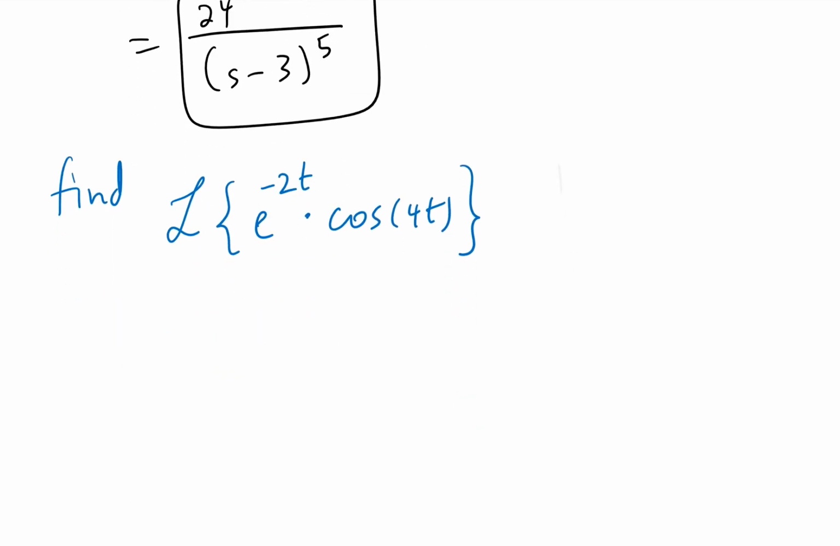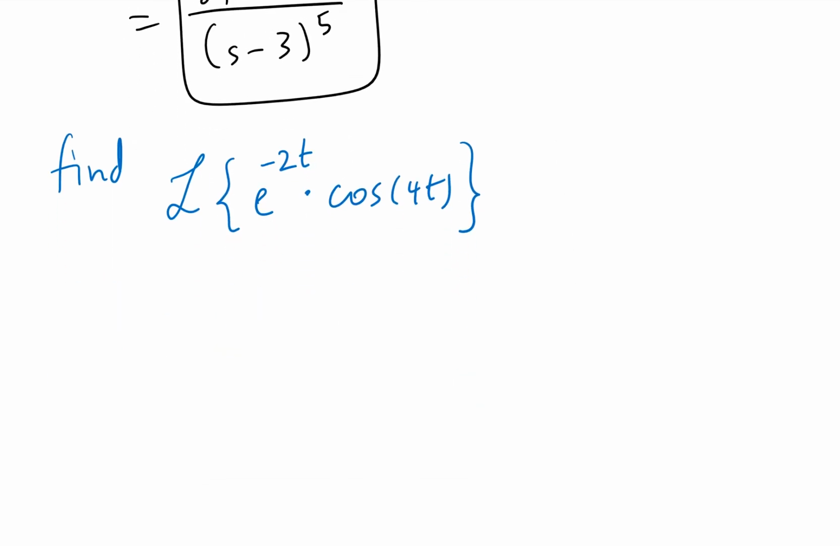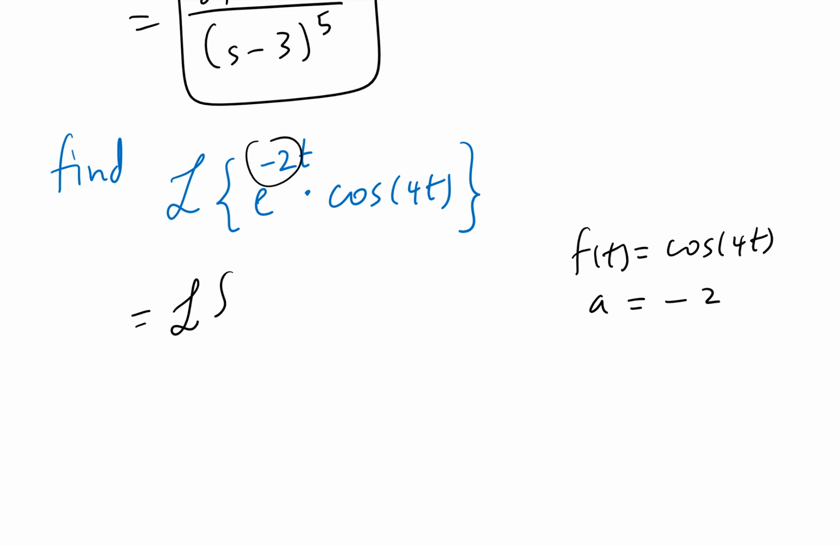We can go over it now. So the first thing I would say, what is the function f of t? F of t is cosine 4t. I like to list them out. And a here is negative 2, this number there. That's a. So this is the same as the Laplace of cosine 4t, replacing s with s minus a.